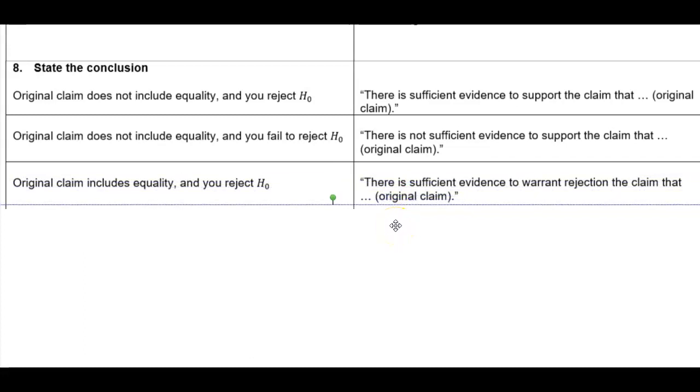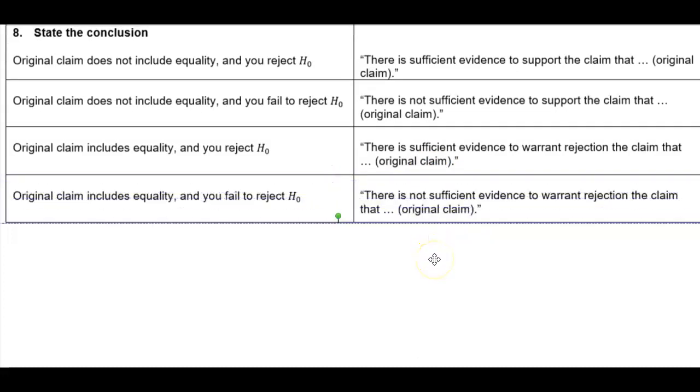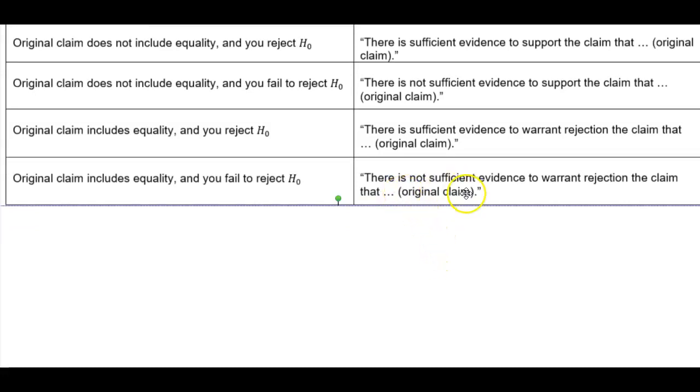If the original claim includes equality and you reject the null, you would say there is sufficient evidence to warrant rejection of the claim that, followed by the original claim. And if the original claim includes equality and you fail to reject the null, then you would say that there is not sufficient evidence to warrant rejection of the claim that, followed by the original claim.